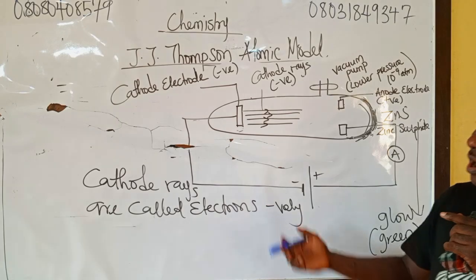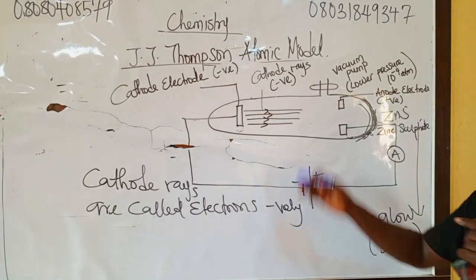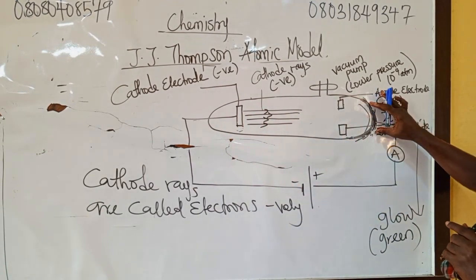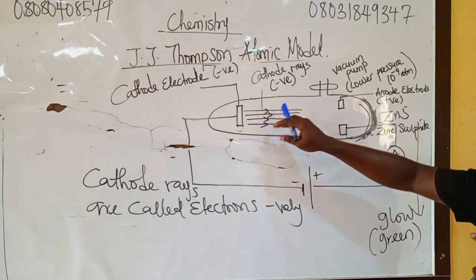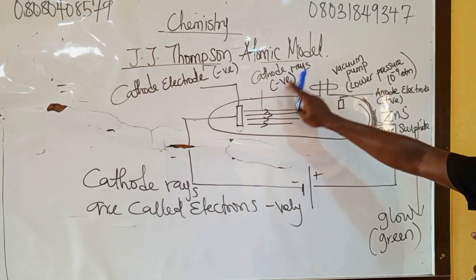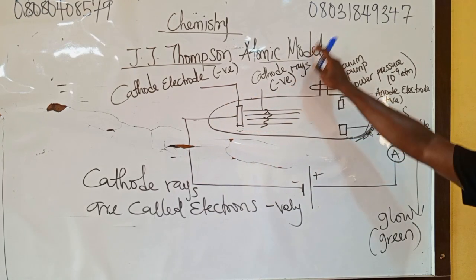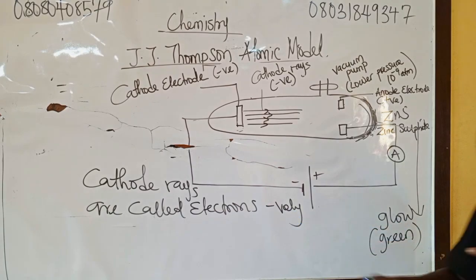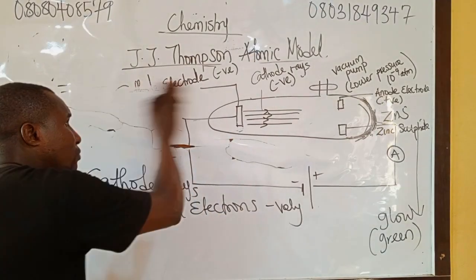Don't forget, the cathode electrode produces a stream of particles which move from the cathode electrode towards the anode, and they fall on the screen. They produce what? A tiny green light, or the screen will glow. Those stream of particles are called cathode rays because they are produced from the cathode electrode. They are negatively charged. Later, they now call it what? Electron.